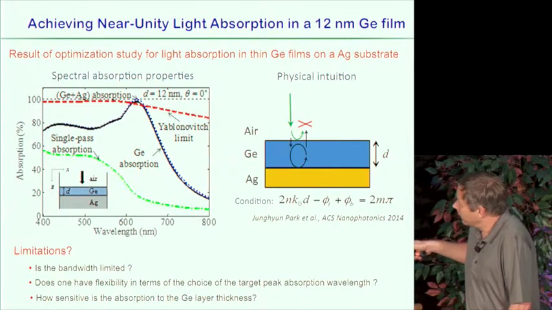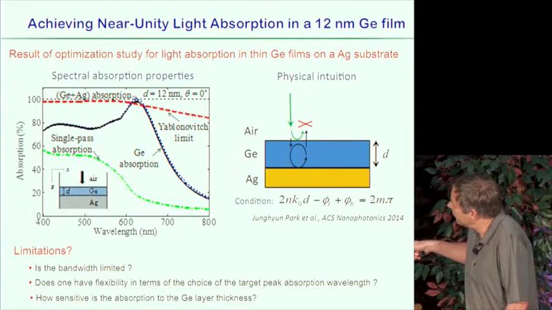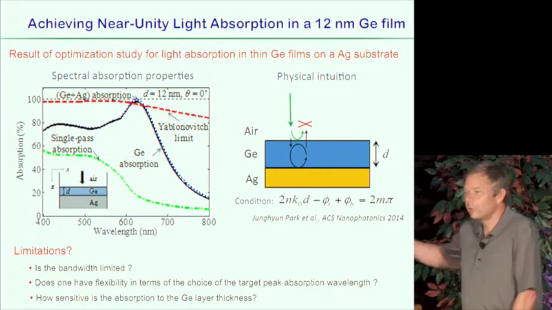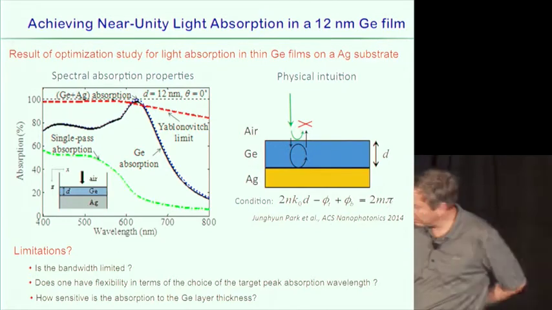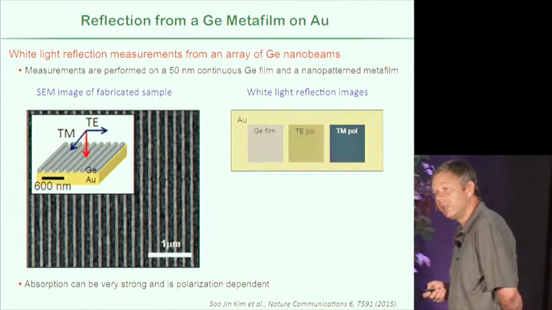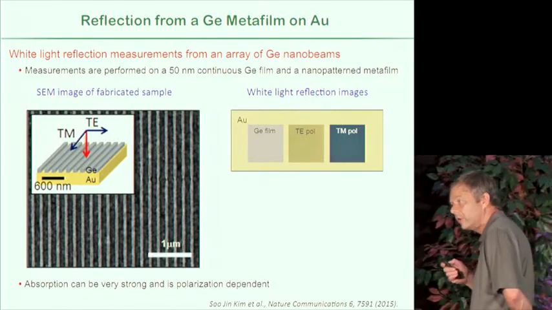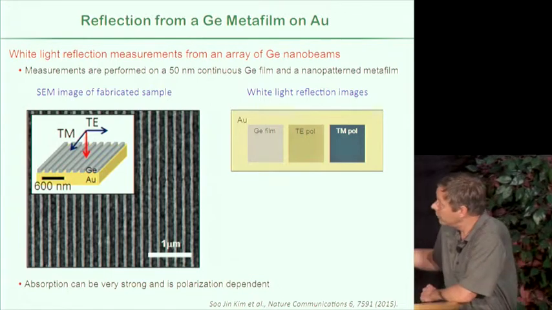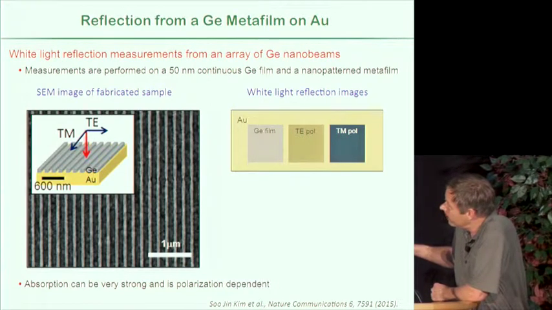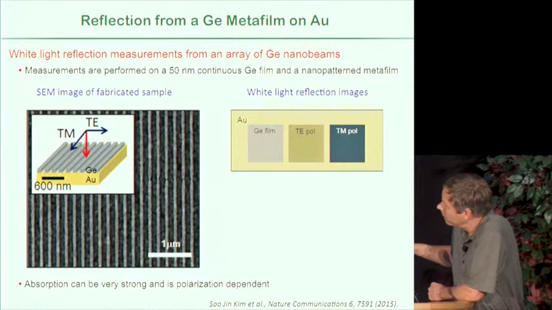But as my colleague Shanhui Fan mentioned, this is very nice, but actually we need absorption across the entire bandwidth of germanium. And that set us off on a quest to try and nanostructure this germanium layer. So here's another example where you can see the impact of nanostructuring. In this case, a 50 nanometer germanium film. In this schematic, we have a germanium film.